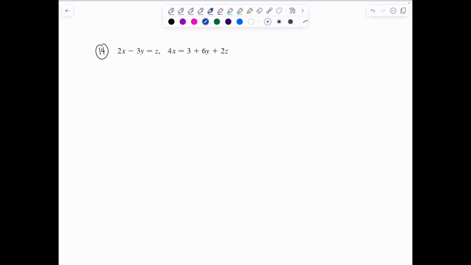They're not in standard form, so I can't tell what their normal vectors are just by looking at them when they're a hot mess like this. So let's rewrite them in standard form. 2x minus 3y minus z is 0. And then 4x minus 6y minus 2z is 3. So normal vector for the first plane has components 2, -3, -1. And then normal vector for the second plane has components 4, -6, -2.